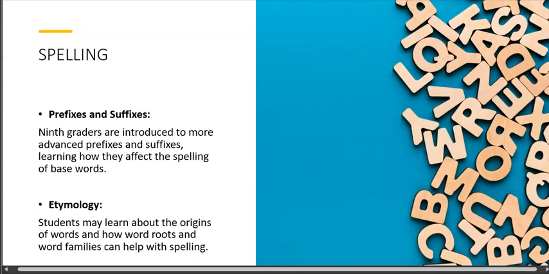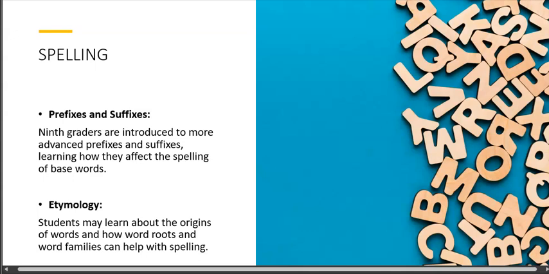Then prefixes and suffixes. So here we will be introduced to more advanced prefixes and learn how they will affect the spelling. Okay, so prefixes and suffixes. Pre means before, so we have parts that come before the main word, and we have parts that come after. I know we've learned about prefixes and suffixes. So for you to better your spelling, you have to take note of these prefixes and these suffixes too.